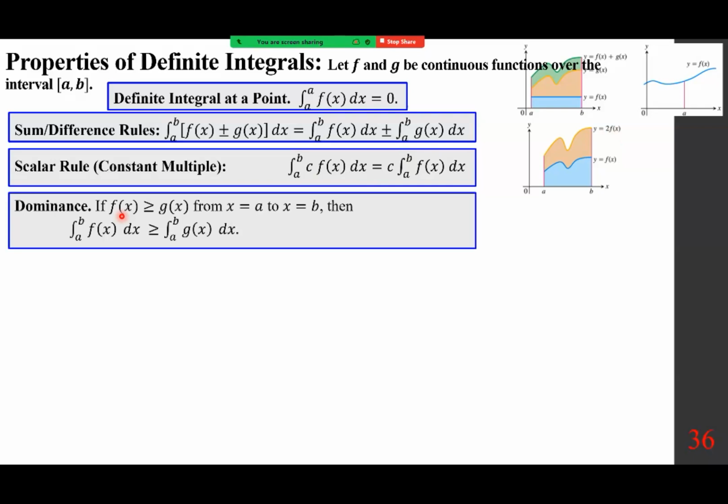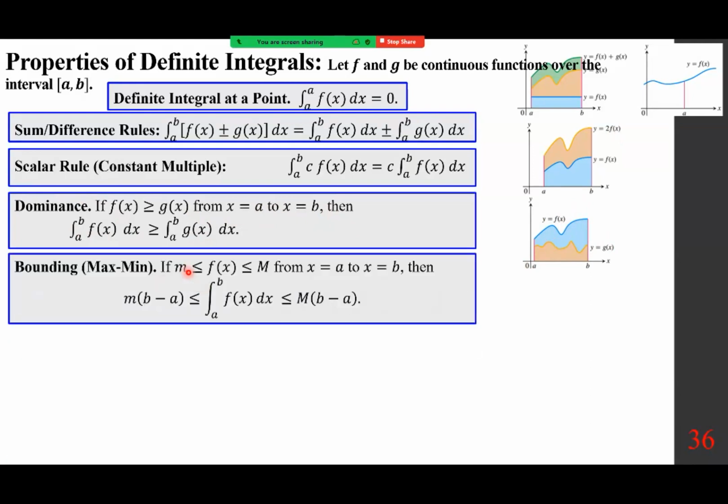If f is larger than or equal to g from a to b, it doesn't matter what happens afterwards. We are just interested in the given interval. Then the integral of f of x dx is larger than or equal to the integral of g of x dx as we go from a to b. So if f is larger, that means f is above the g function, and therefore it covers a larger area.